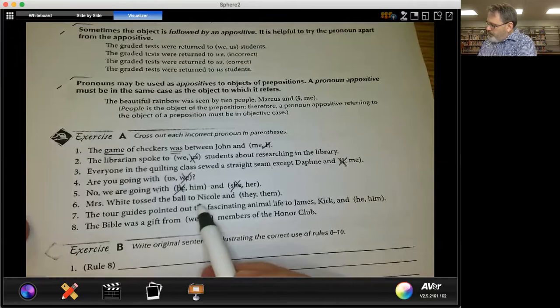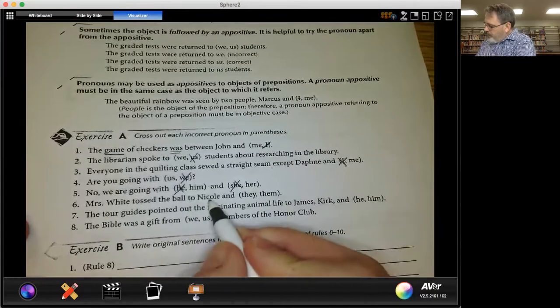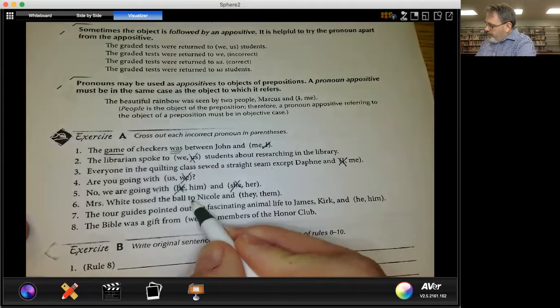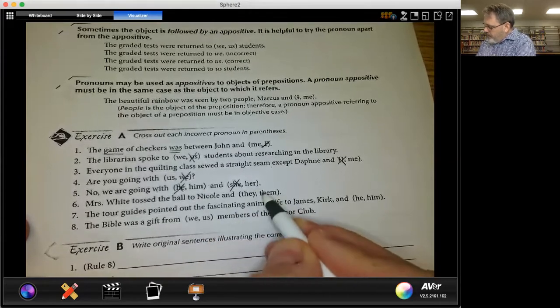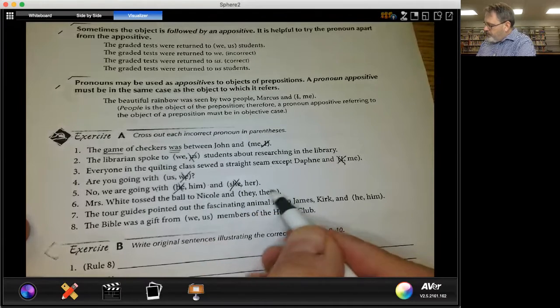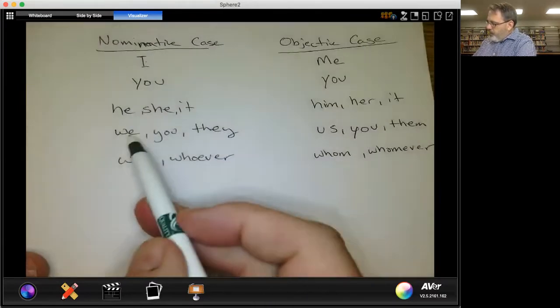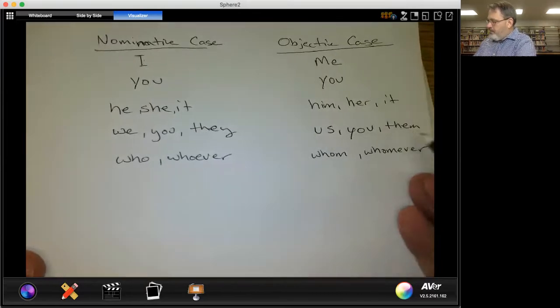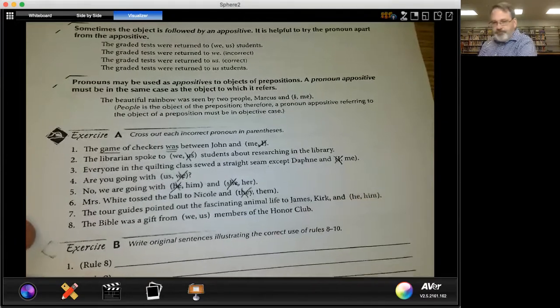Mrs. White tossed the ball to Nicole and either they or them. To Nicole is a prepositional phrase, and that's an object, and this is going to be an object, because this particular prepositional phrase has two objects of preposition. Which one of those is objective case? We, you, they, us, you, them? Well, them is objective case, so we get rid of they.